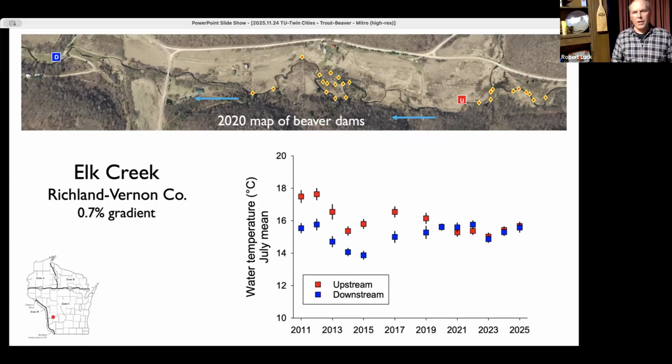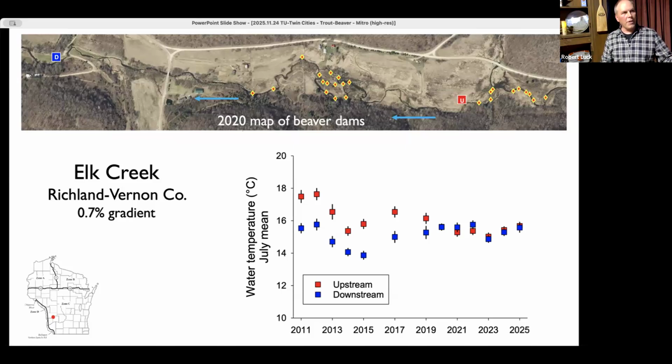One of the metrics that we use to summarize the water temperature data as a characteristic of the stream is July mean temperature. If you look at the figure on the top, stream flows from the right side to the left. That red square is the upstream data logger. The blue square to the left is the downstream data logger. In between those, in the middle of that figure, you'll see those yellow diamonds. That's a whole cluster of beaver dams that was built over a few-year period.